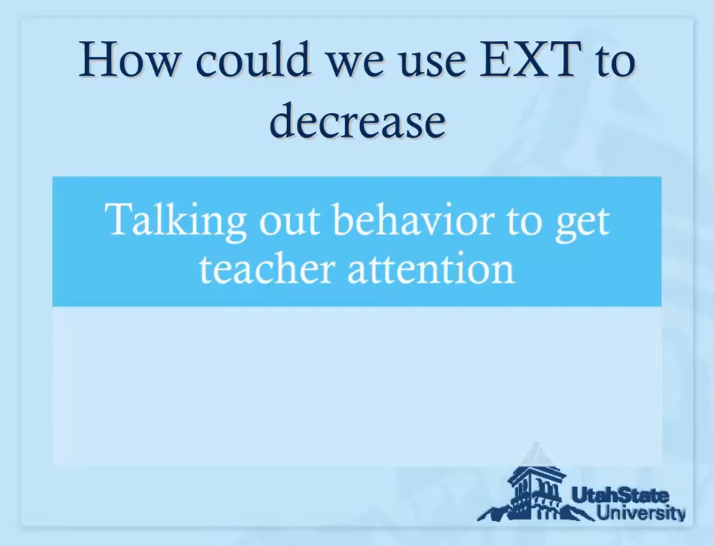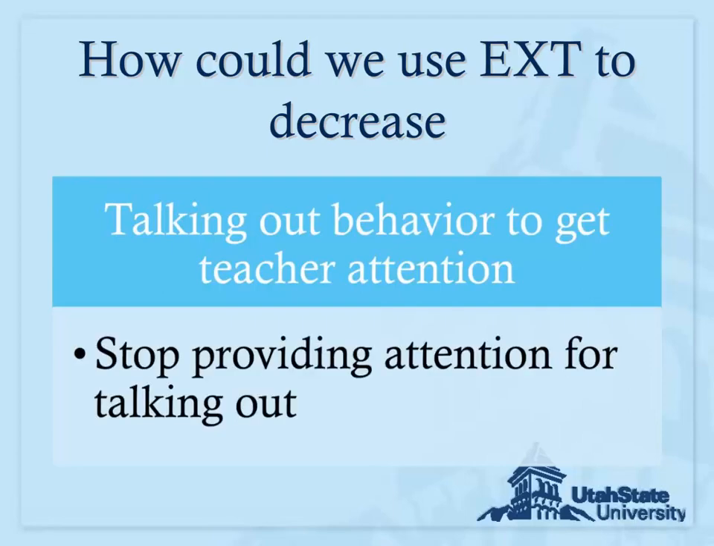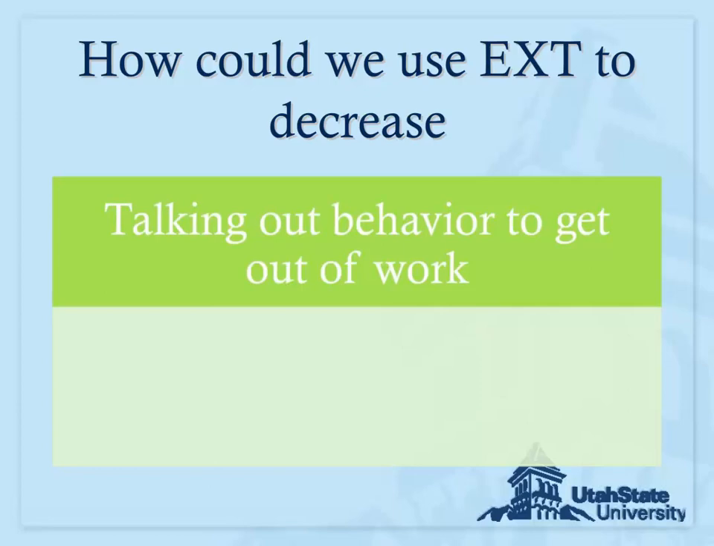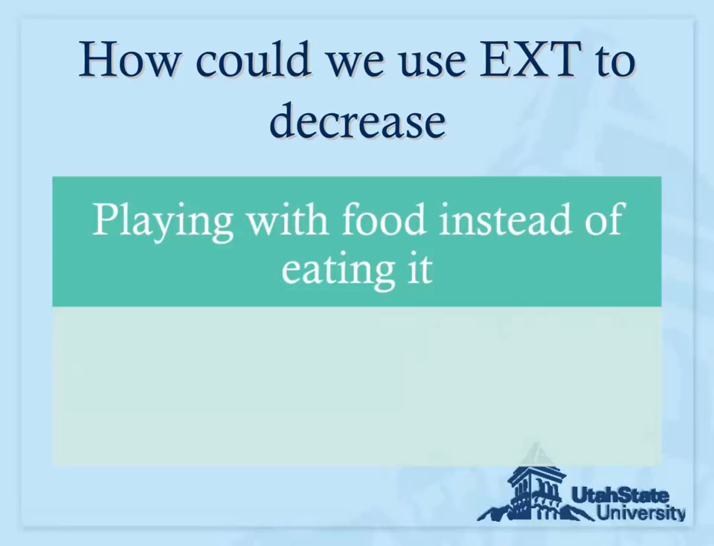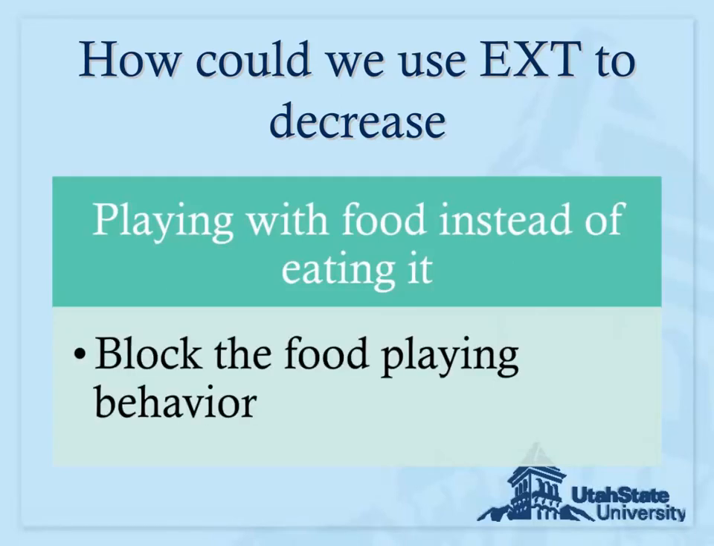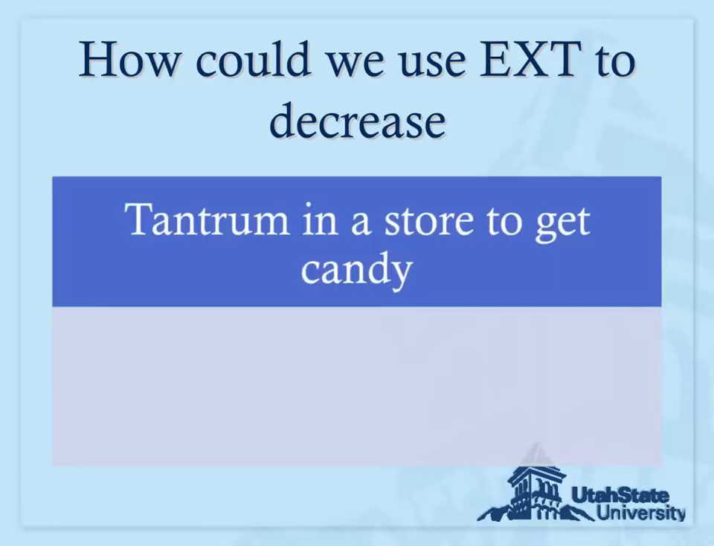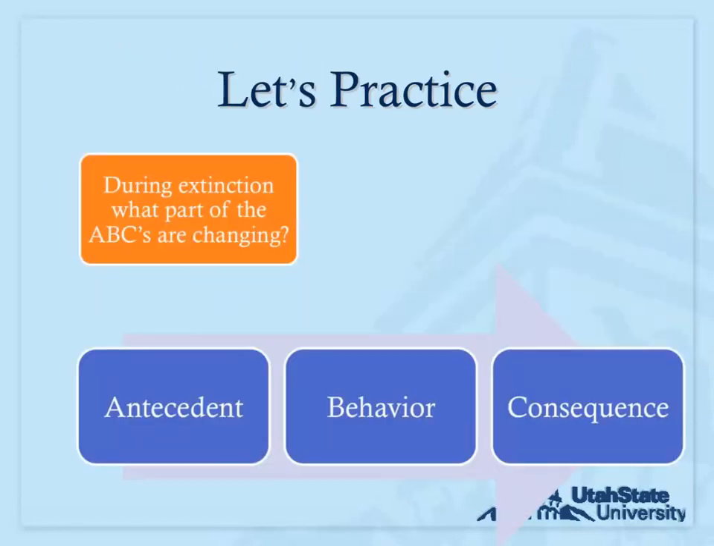Over the next few slides, please take a moment to read the situation. Try to come up with your own answer before moving on. Part of the ABCs of behavior is manipulated. In other words, does an extinction-based intervention focus on the antecedent, behavior, or consequence?